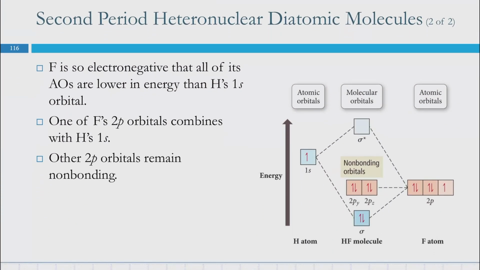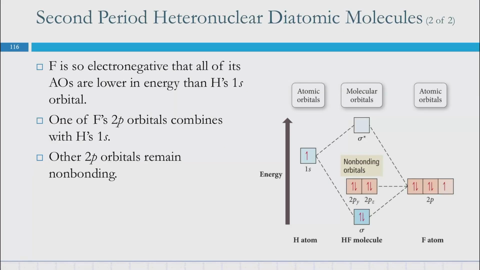We can look at the same thing for fluorine bonding with hydrogen. Fluorine's so much more electronegative than hydrogen, and so its 1s orbitals don't even make it onto the graph. So our 2p interacting with our 1s can interact to form an antibonding and a bonding, and then we've got 2 leftover non-bonding orbitals. I wouldn't expect you to be able to come up with this by yourself in a vacuum.